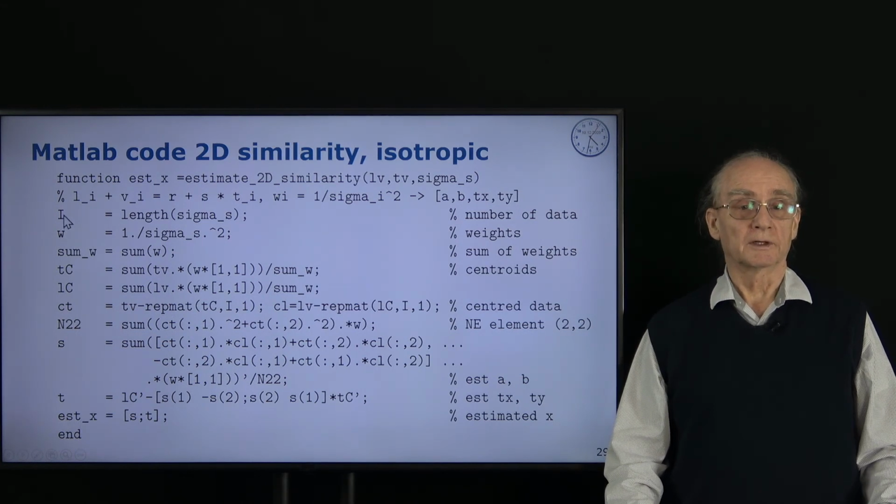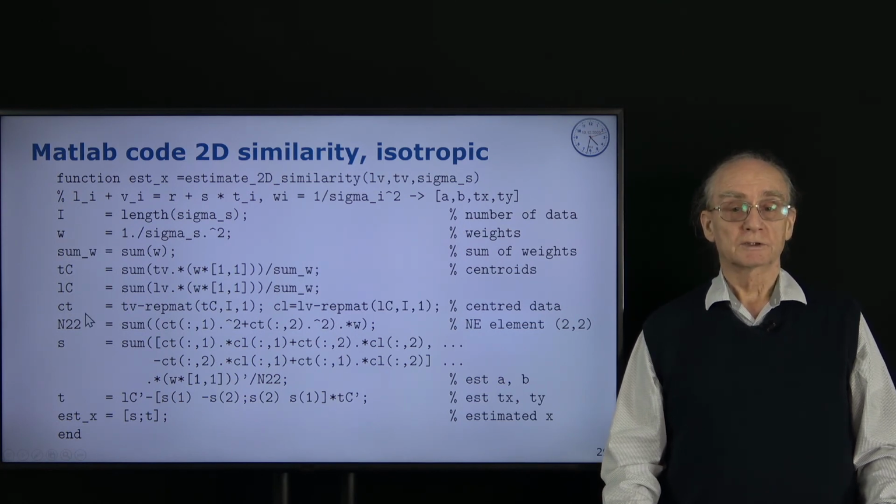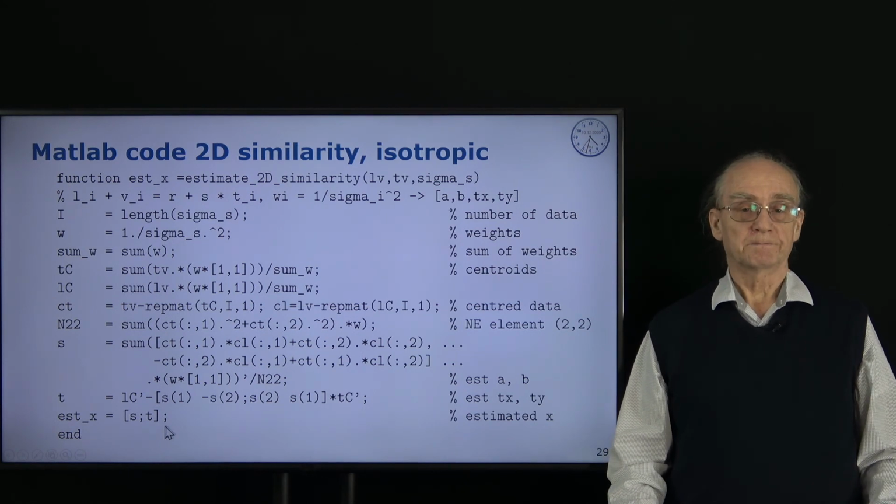So the Matlab code is very similar to that. We determine the number of points, we take the weights, we have the sum of the weights, we take the centroids, we reduce the data, center them, we calculate the N22, we have a little bit more complicated expression for the S vector, and the T vector is the same here. You see here the Z matrix written out. And so this is also quite simple.